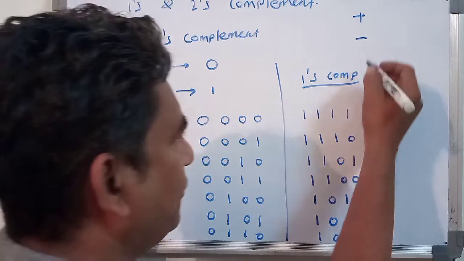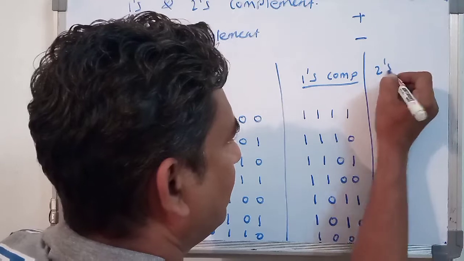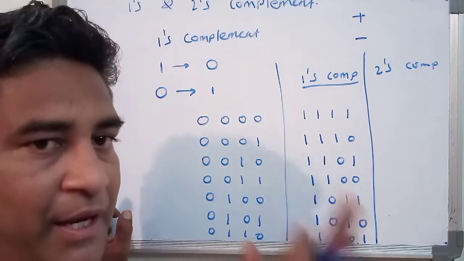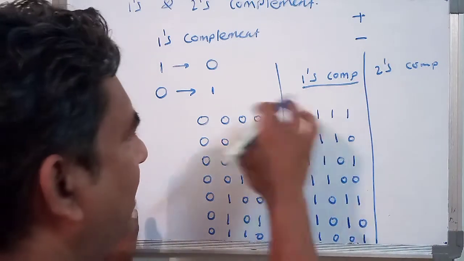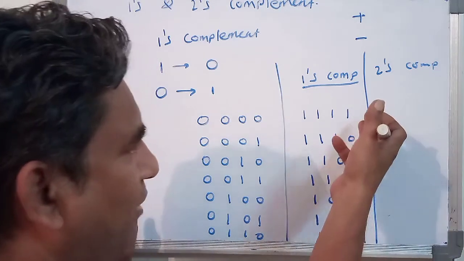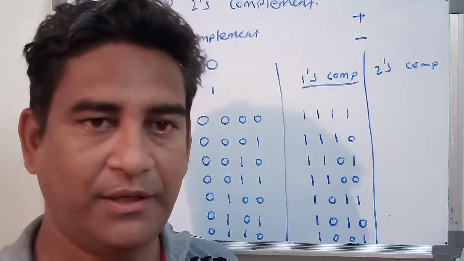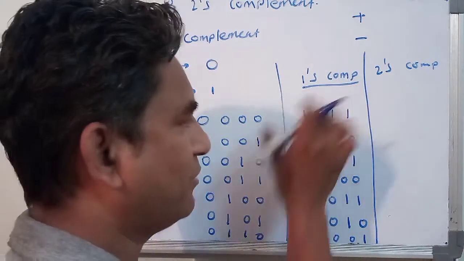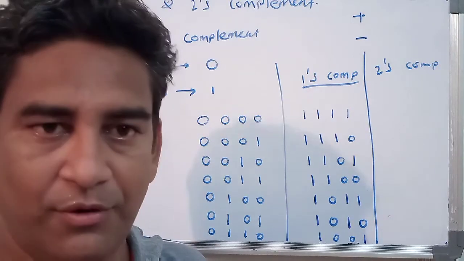And suppose I told you to find the twos complement. Then what you have to do? You have to add 1 to the last bit of this ones complement. You are not able to find it directly. First you have to find the ones complement, and from that ones complement you have to find the twos complement.